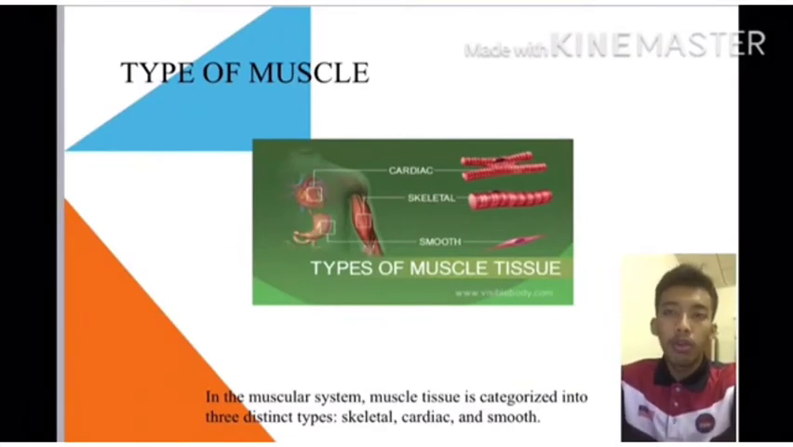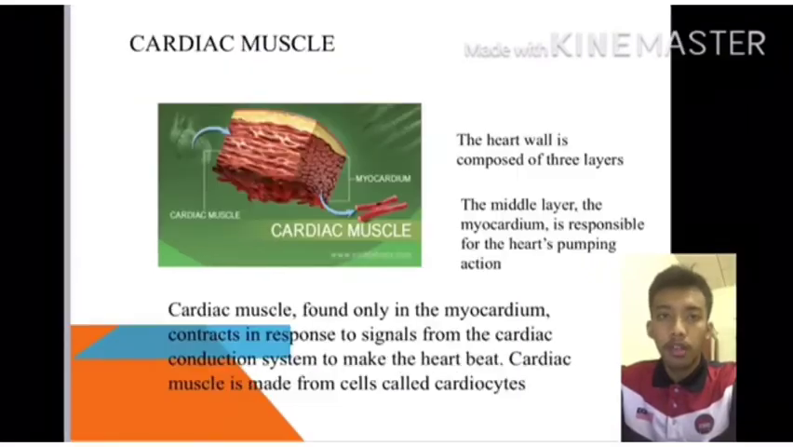Okay, today I will continue about the types of muscle. There are three types of muscle: cardiac muscle, skeletal muscle, and the last one is smooth muscle. In the muscular system, muscular tissue is categorized into three distinct types: skeletal, cardiac, and smooth. Okay, for cardiac muscle, the heart wall is composed of three layers.